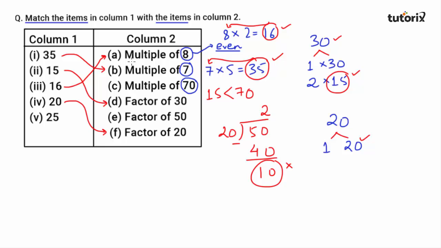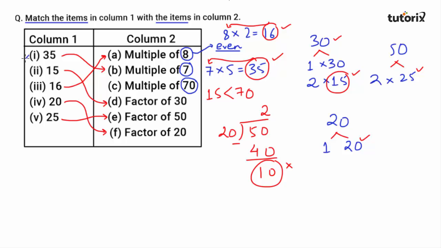So now, A is taken, B is taken, we look at C. Can 25 be a multiple of 70? Of course not. 25 is less than 70. So 25 cannot be a multiple of 70. In fact, this is actually a dummy option because none of these numbers are greater than 70. So none of them can be a multiple of 70. So finally, is 25 a factor of 50? Of course it is. We know that 2 into 25 is 50, right? 25 is indeed a factor of 50. So the answer to part 5 is E.